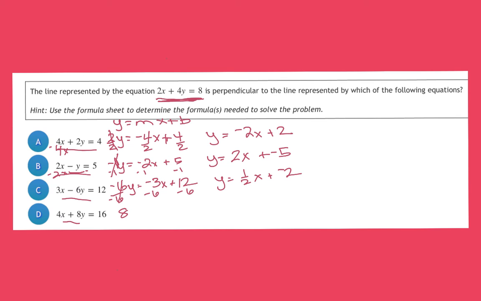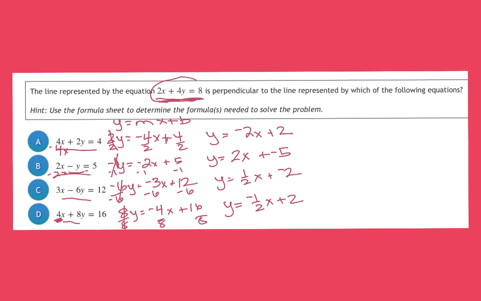And lastly, remember when we move this to the opposite side of the equal sign, it's going to be negative. Divide everything through by 8. End up with y equals negative 1/2 x plus 2.